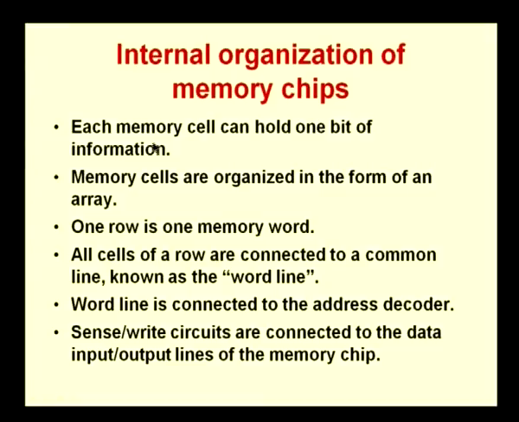To just recap, as I said, each memory cell will have 1 bit of information and the memory cells are organized in the form of an array. One row is one memory word. All cells of a row are connected to a common line which we call the word line. The word line is connected to the address decoder, and the sense or write circuits are connected to the data input output lines of the memory chip.